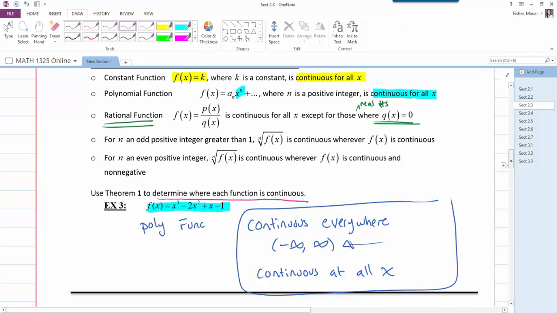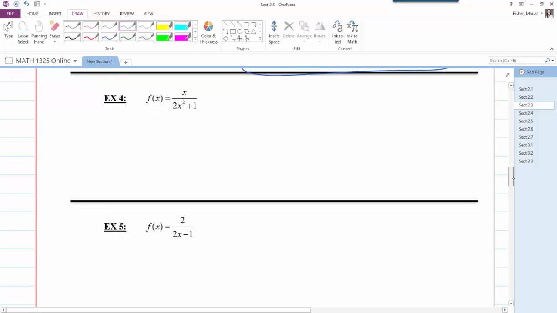So let's look at number 4 and 5 real quick, because both of these are rational functions, and then we'll go for the last 2. So these both are rational functions. How do I know it's a rational function?